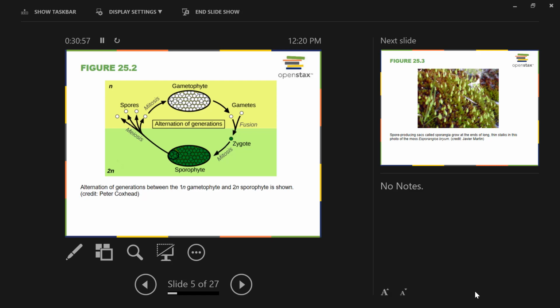So here's the alternation of generations. You saw this in lab. We had gametophytes and we had sporophytes. You saw that gametophytes make gametes and sporophytes make spores. You saw this in lab. You sketched it.